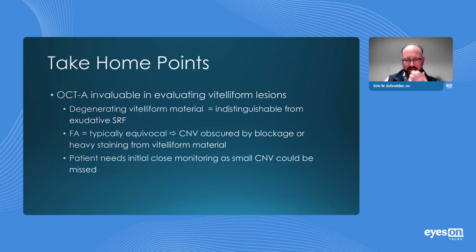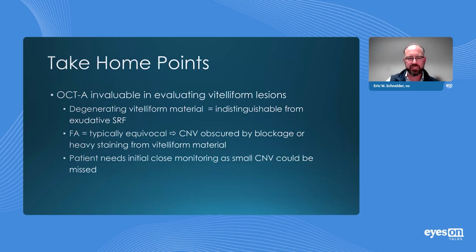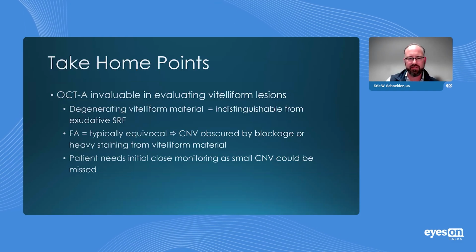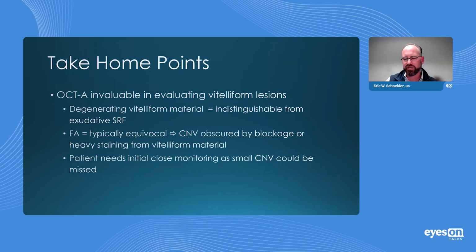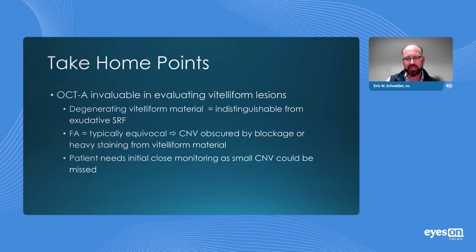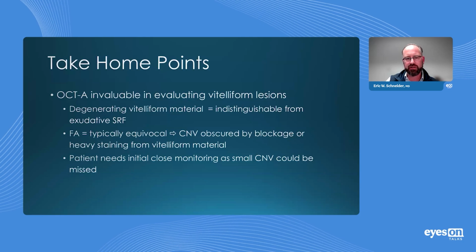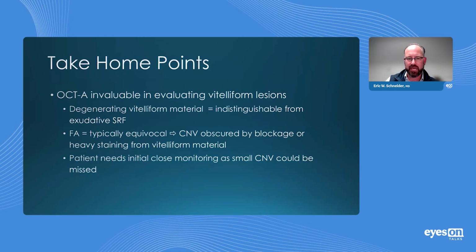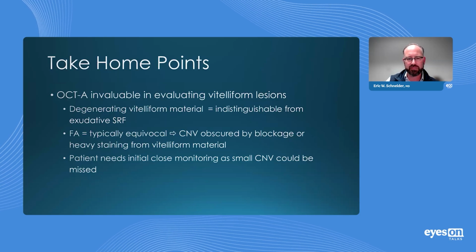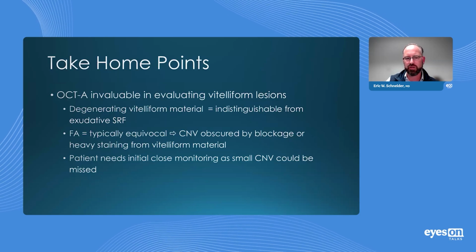So I just wanted to highlight some take-home points, why OCTA can be invaluable in evaluating vitelliform lesions, not only in this condition, I think, but also acquired vitelliform lesions in macular degeneration. As I mentioned, the degenerating vitelliform material, as it kind of goes away, it leaves this kind of cleft or empty space, which can be relatively indistinguishable from exudative subretinal fluid.